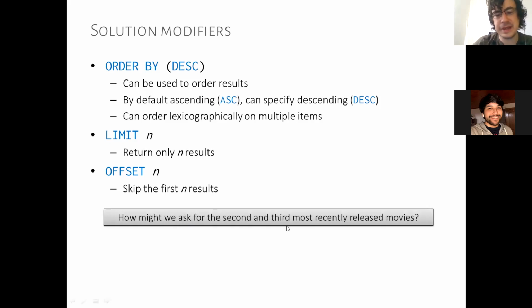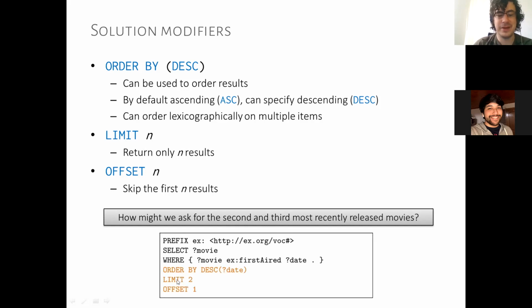So how might we ask for the second and third most recently released movies? What we can do is skip the first one and then return 2 more results, which would be a query like this. So order by descending, where we get the movies in descending order with the newest movies at the start. Then we offset 1, we skip 1 result, and we return the next 2. The ordering of offset and limit doesn't really matter, because we're always going to apply offset first and then limit afterwards. So this says skip 1 result and then return the next 2, so we get the second and third most recently released movies.